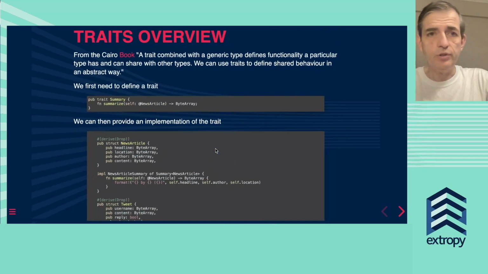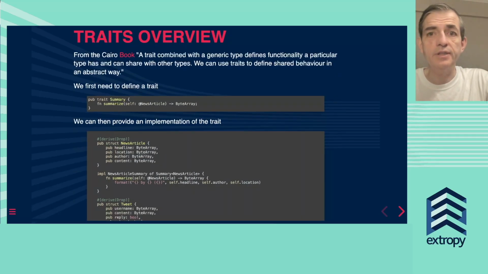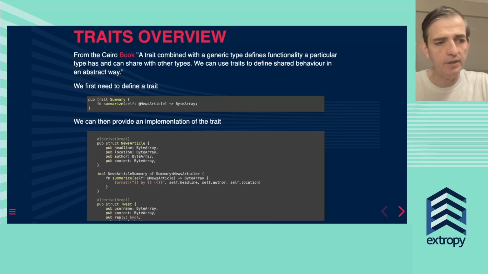We also have traits in Cairo, similar to Rust, although they do look a little different. And what traits allow us to do generally is to pull together types that have similar behavior, and it allows us to do this in quite an abstract way, and allows our code to be quite readable and reduces boilerplate code. In order to use traits, we first need to define it.